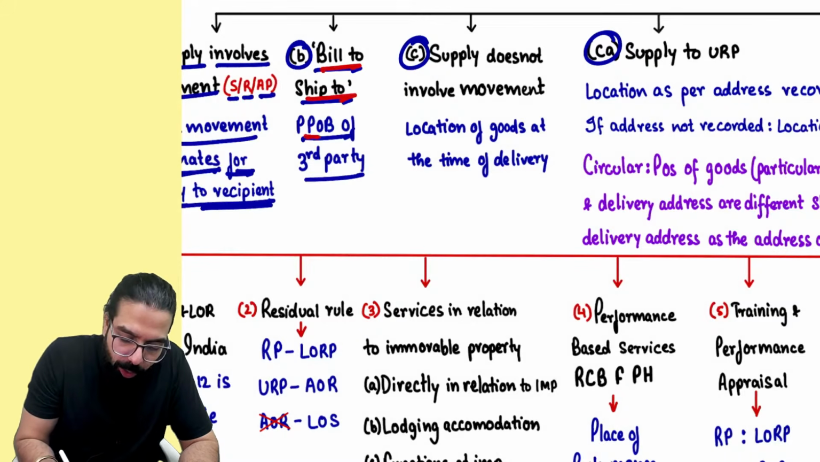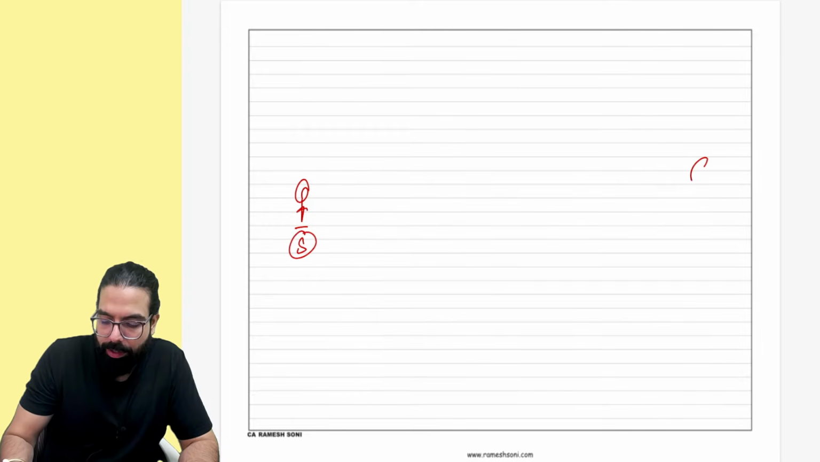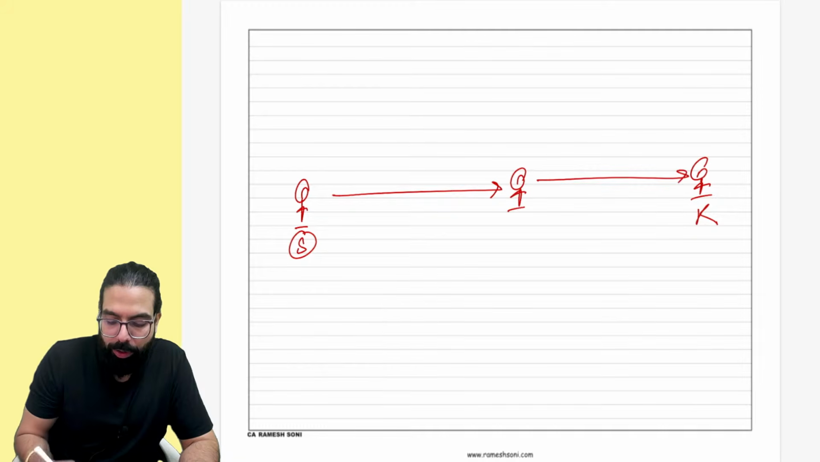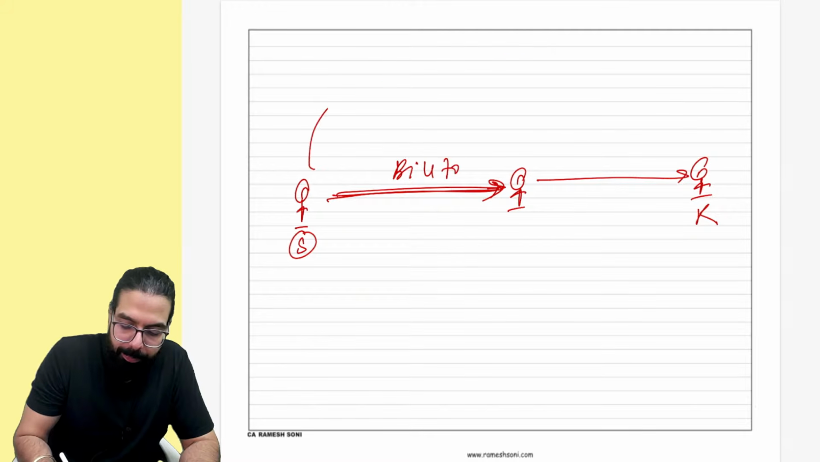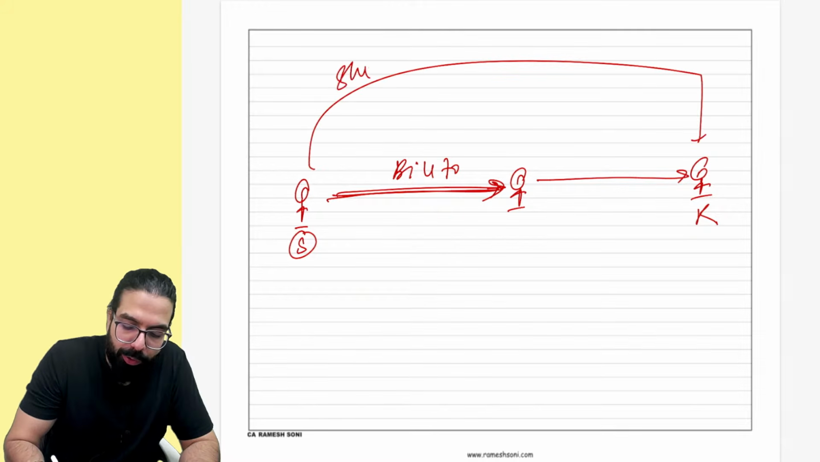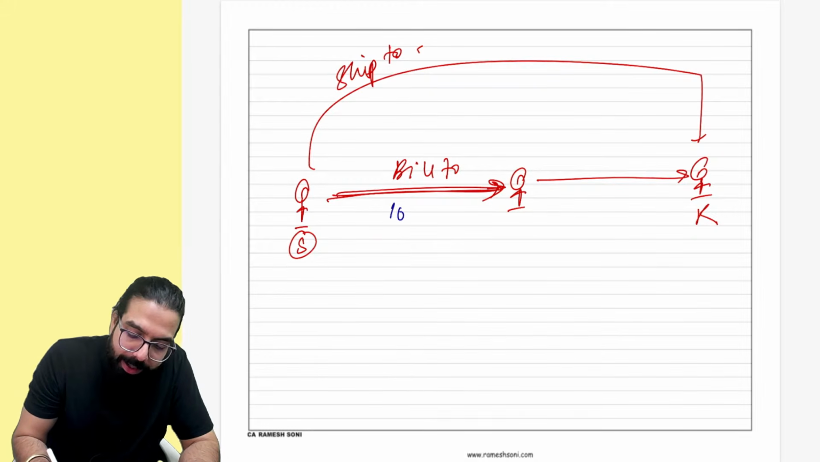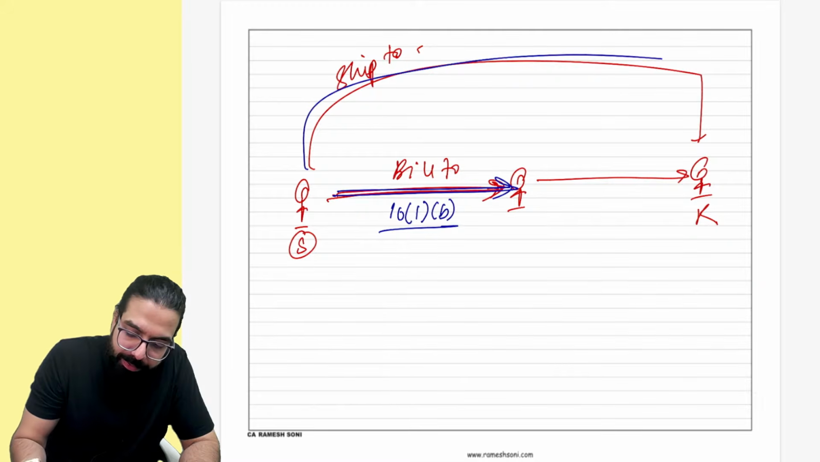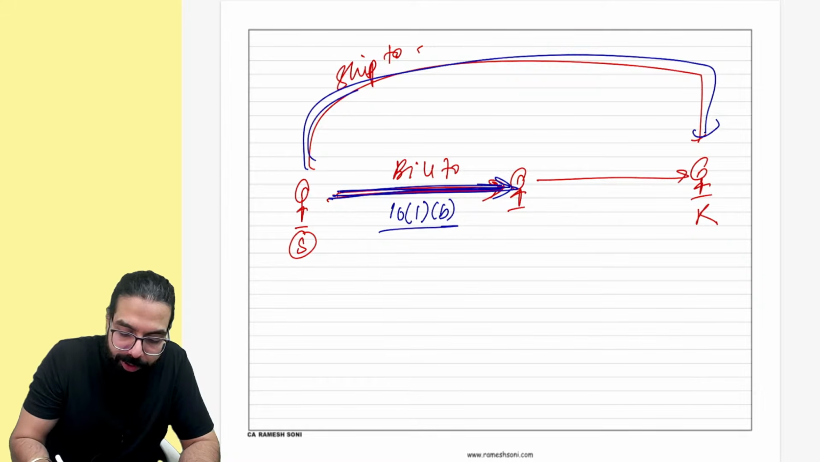So in the bill to ship to model, people tell me one thing. For example, there is one supplier, there is one recipient. Supplier is sending the goods to this guy, billing, and this guy will bill to him. In this scenario, bill to him, but ship it directly to the other person. Can you tell me, sir, what will be the place of supply? 10(1)(b) is applicable over here, which says bill to him, but ship it to him. In this scenario, always remember one thing, it's a bill to ship to model.